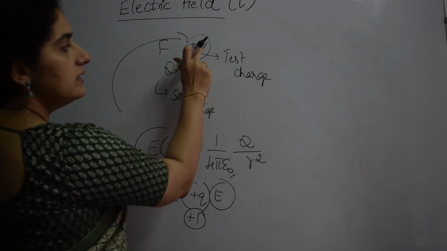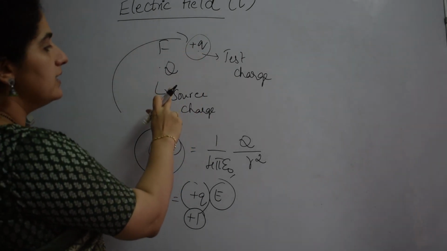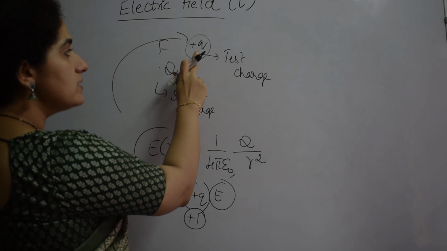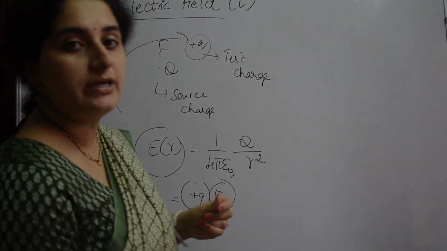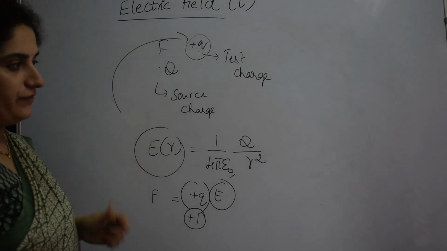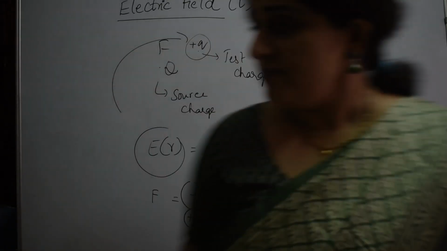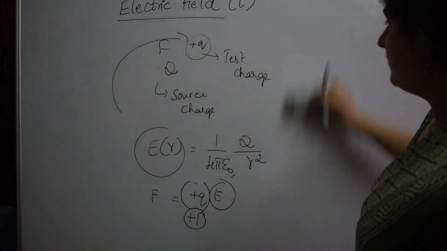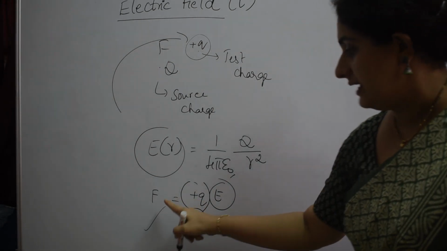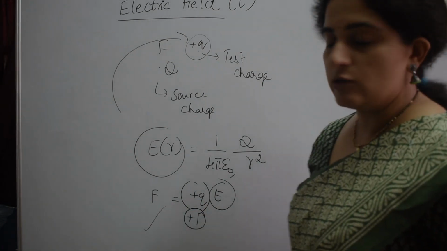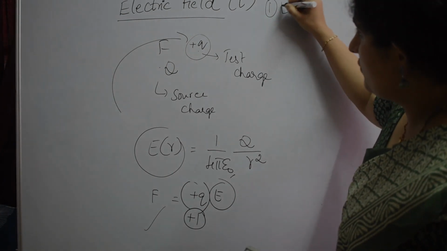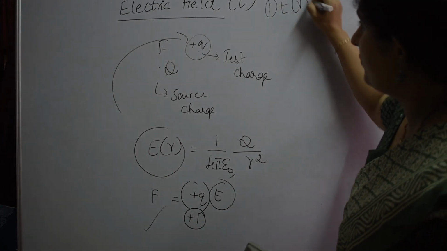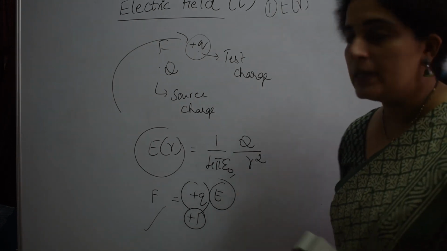So if you bring the unit test charge near the source charge, then the force experienced will be equal to the electric field. That is how you define the electric field. Now some four points can be inferred from this equation, F is equal to Q into E. One is how you define the electric field E of r, if I write it in the vector form.